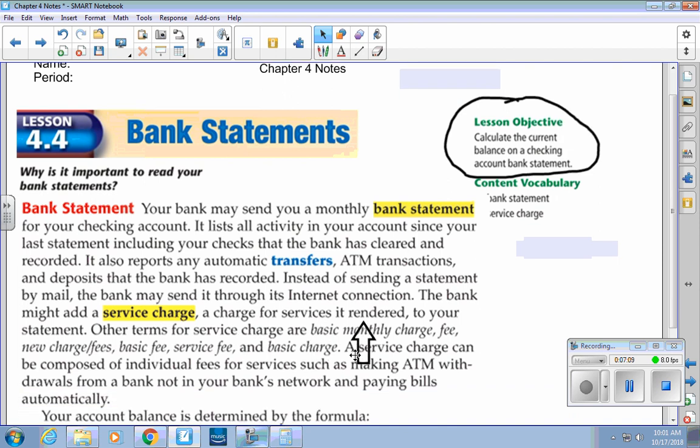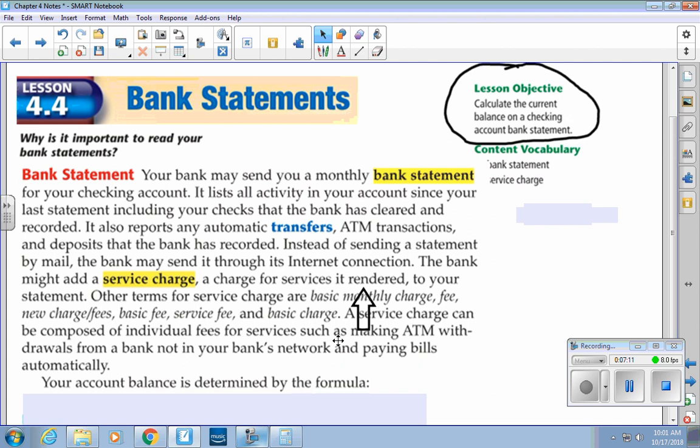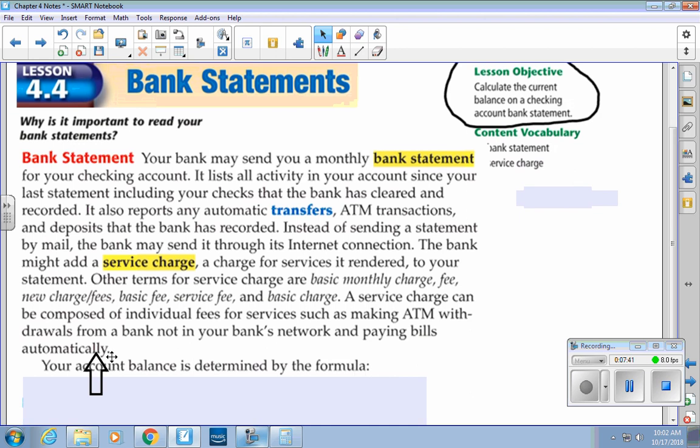So for some of you, it may be for not having a minimum amount. It may be for checks that you've ordered, so for services rendered to your statement. Other terms for service charge are basic monthly charge, fee, new charge/fees, basic fee, service fee, and basic charge. A service charge can be composed of individual fees for services such as making ATM withdrawals from a bank not in your bank's network and paying bills automatically.